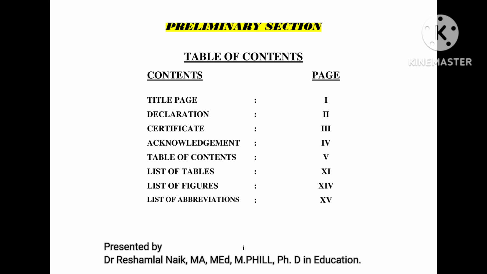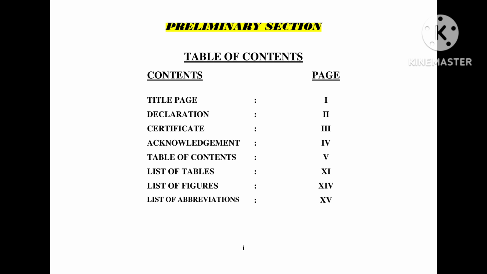We have discussed in the previous class that in the preliminary section there are some compulsory items, and these are title page, declaration, certificate, acknowledgement, table of contents, list of tables, list of figures, list of abbreviations. Under it you are watching the contents and page number. This is most important in the preliminary section.